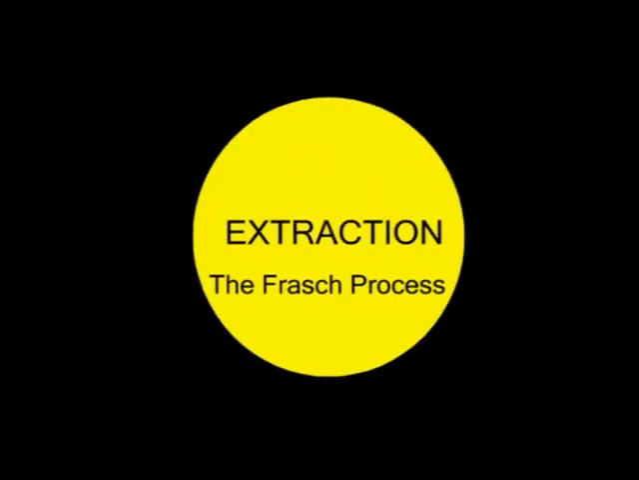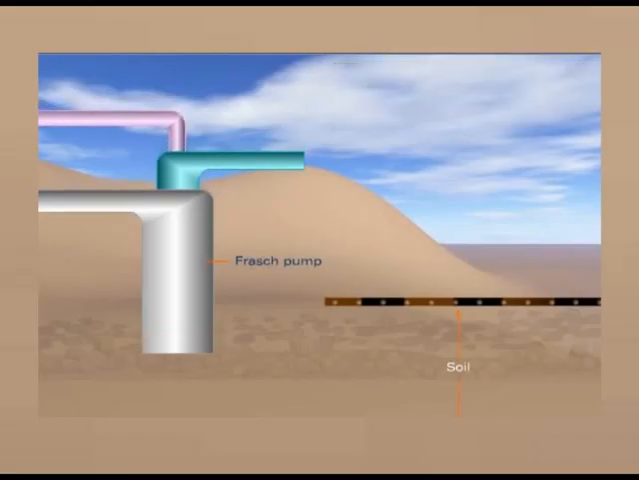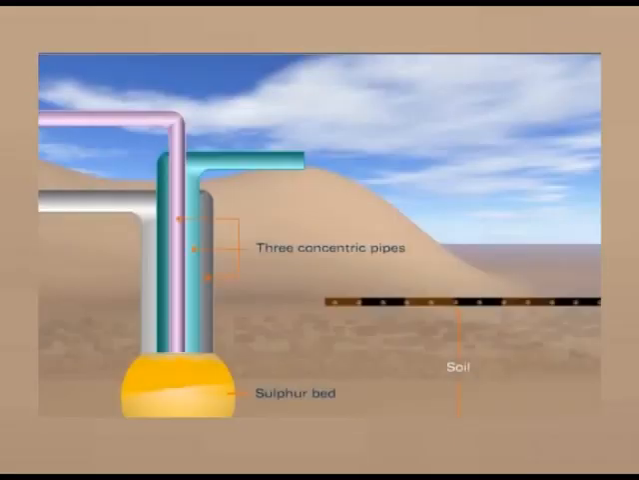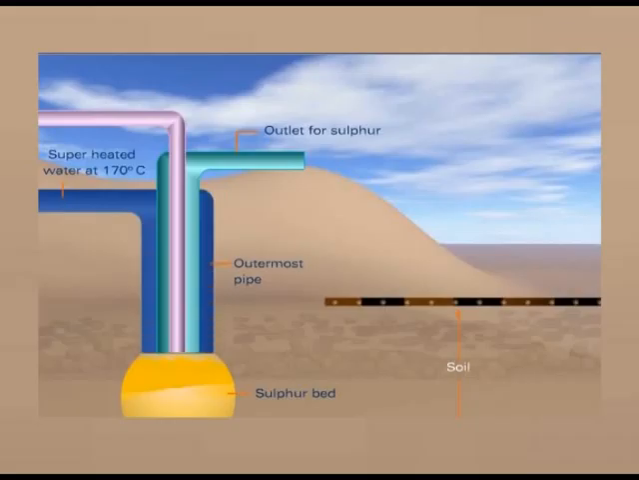Extraction of sulfur. The Frasch process. The sulfur beds lie beneath layers of clay, sand, and limestone, which makes open mining impossible due to the risk of collapse. The Frasch process is based on the fact that sulfur has a comparatively low melting point. The Frasch pump, consisting of 3 concentric pipes, is sunk deep into the sulfur bed. Superheated water at about 170 degrees Celsius under pressure is pumped into the outermost pipe. The water enters the sulfur bed and melts the sulfur present.